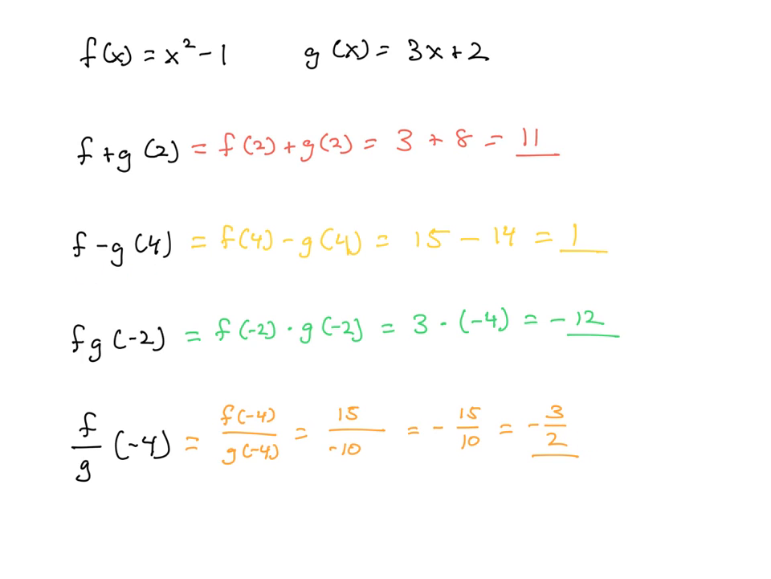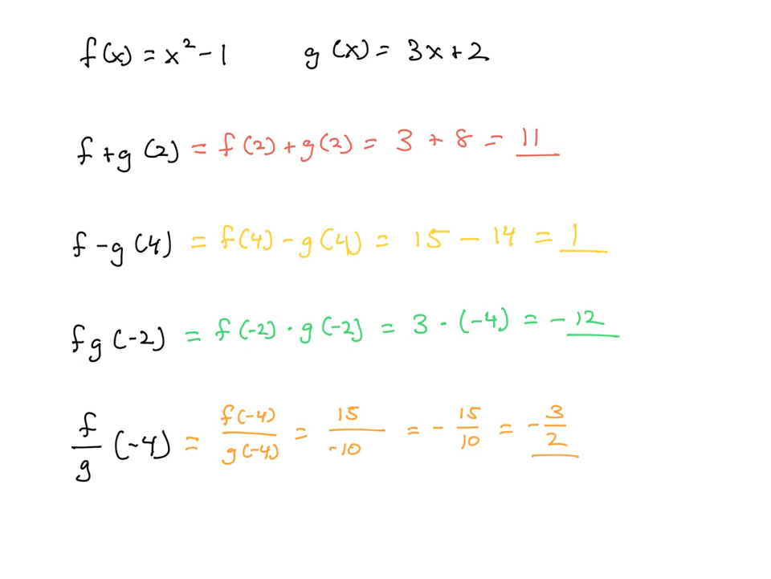f minus g of 4 is f of 4 minus g of 4. And I plug in f of 4, I put 4 in for x. That's going to give me 4 squared minus 1, which is 16 minus 1, which gives me 15. Minus g of 4, I put 4 in for x in g. I get 3 times 4 is 12, plus 2 is 14. So I have 15 minus 14, equals 1.